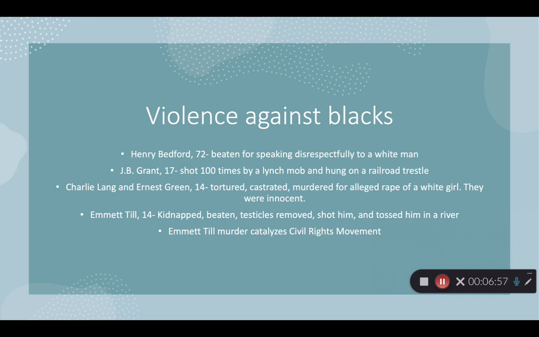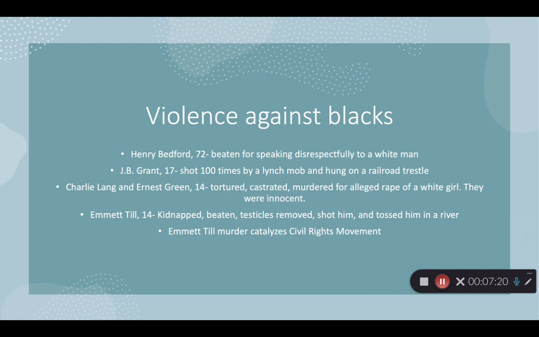Henry Bedford, a 72-year-old man, spoke disrespectfully to a white man and was killed. J.B. Grant, 17, was shot 100 times by a lynch mob and hung on a railroad trestle. Charlie Lang and Ernest Green, 14, were tortured, castrated, and murdered for the alleged rape of a white girl. They were innocent. The kids were just playing. Emmett Till, 14, was kidnapped, beaten, had his testicles removed, was shot, and was tossed in a river.